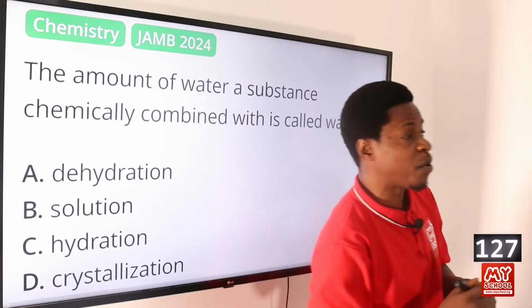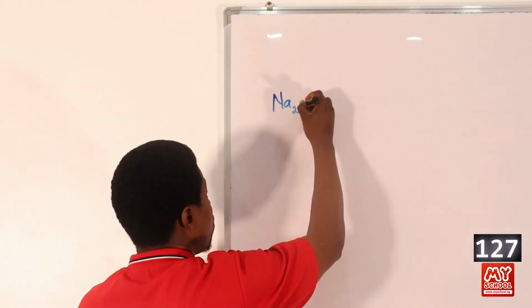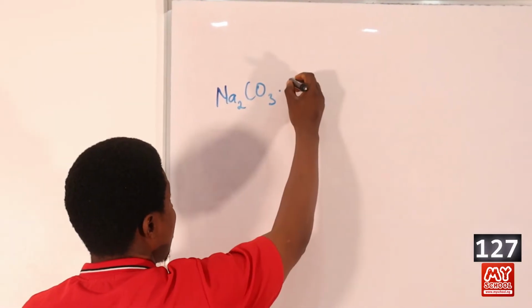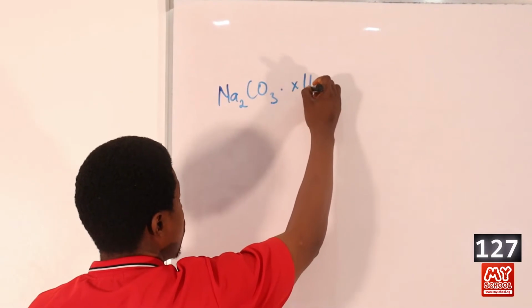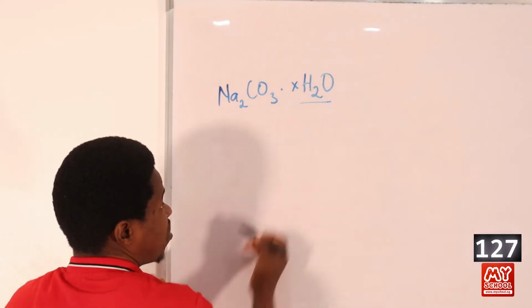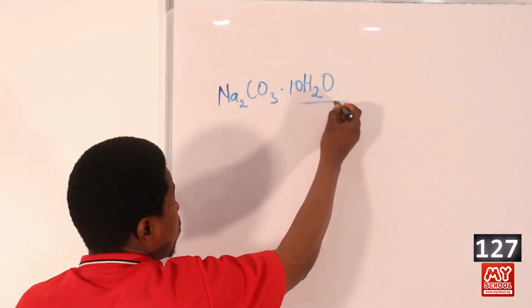For instance, let's look at the board. We can have situations where we have Na2CO3, and then we have a dot, and X moles of water. This is what we call the water of crystallization. The number of moles, we can have 10 of it, so 10 moles of water.